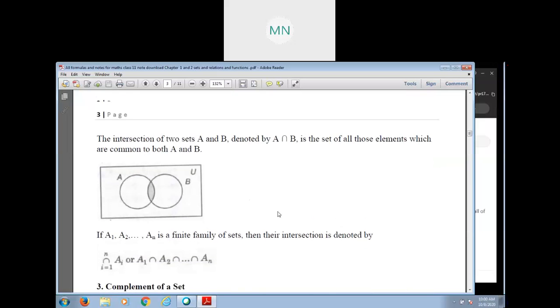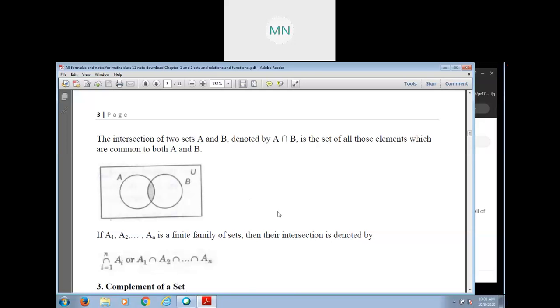Suppose we consider A is a set 1, 2, 3, and B is a set A, B, C. Then now tell me, A intersection B is what? There is no common element between A and B. So we can say that A intersection B is the empty set. In that sense, we state that A and B are disjoint.